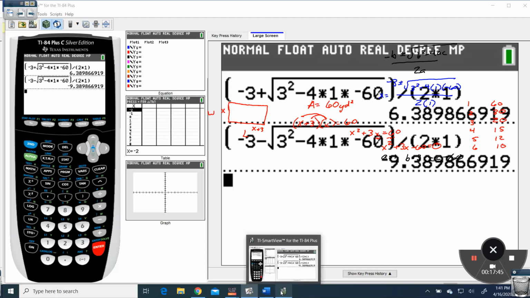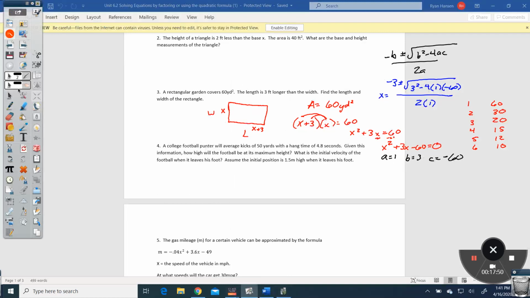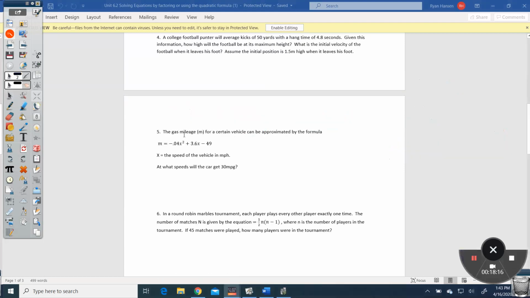So come back to this. 6.39 is what x equals. So that's the width, and length is 3 more than that. So I add 3 onto 6, and that makes 9.39. And we're just going to round this to the tenths. So 6.4 and 9.4. And that's the answer for question number 3.